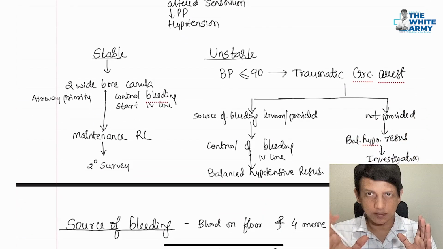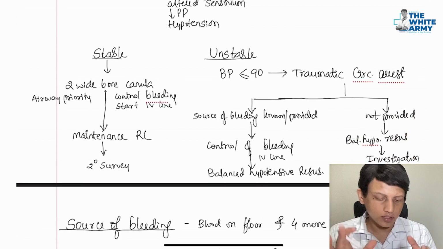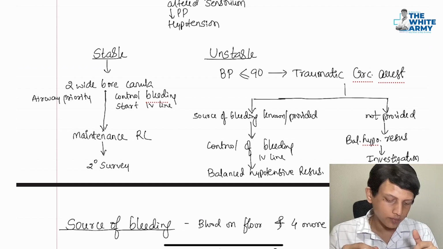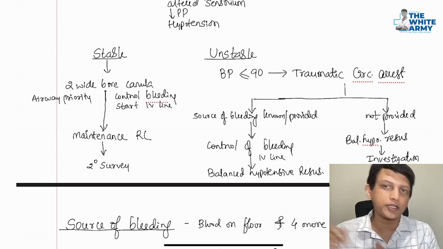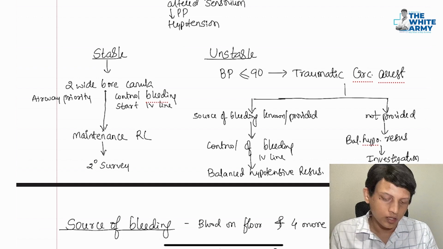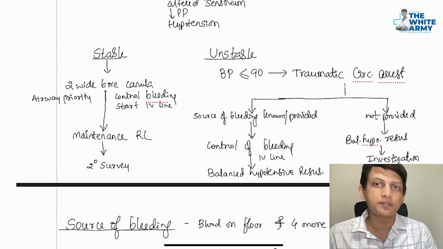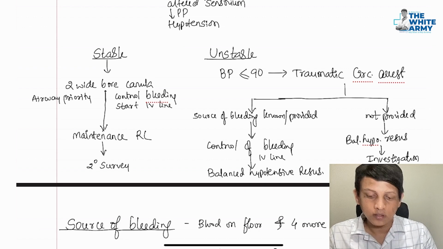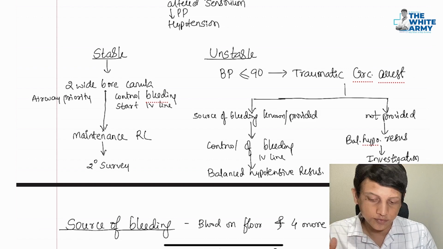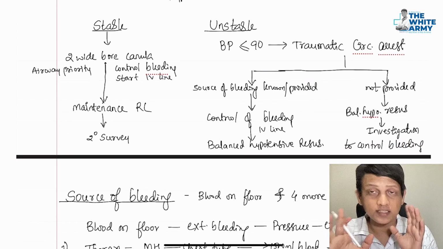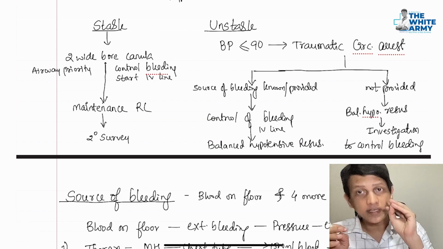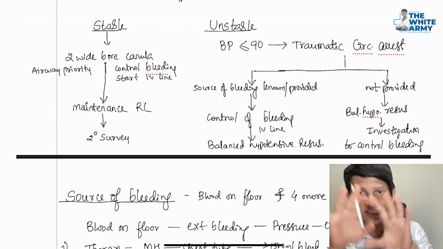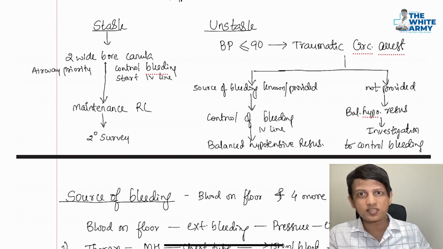If the patient is in hemorrhagic shock but is stable, then you can secure two wide bore cannulas and maintain the blood pressure with RL. If the patient is unstable, that is BP is less than or equal to 90, then it's called traumatic circulatory arrest. In such a scenario, the patient is having severe hypotension. The source of bleeding is known, or it's given in the scenario, or you can see the bleeding in the limbs.